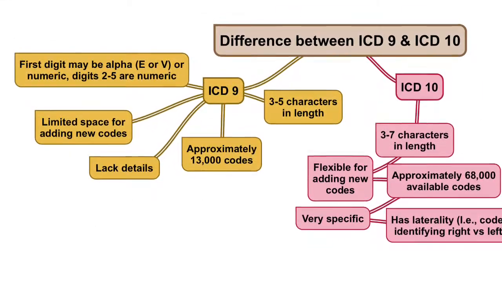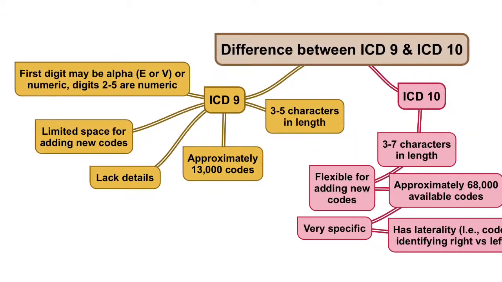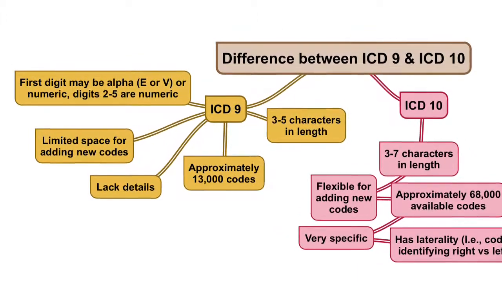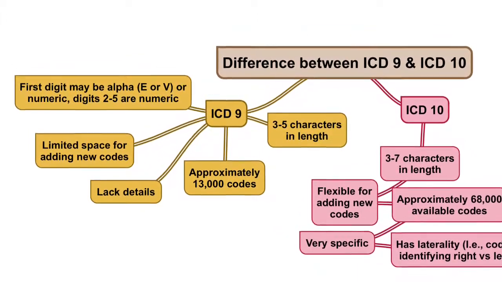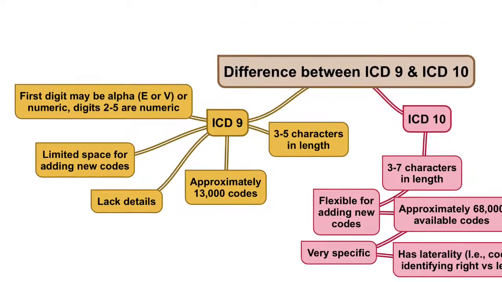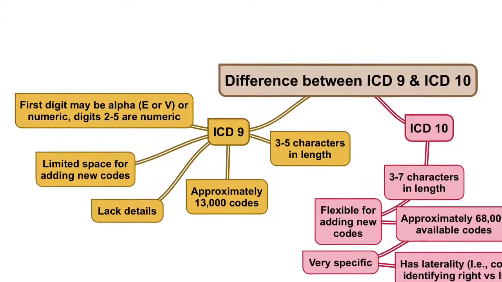Here's a mind map of the differences between ICD-9 and ICD-10. ICD-9 has 3 to 5 characters and ICD-10 has 3 to 7 characters. Also, ICD-9 has approximately 30,000 codes and ICD-10 has approximately 68,000 codes.